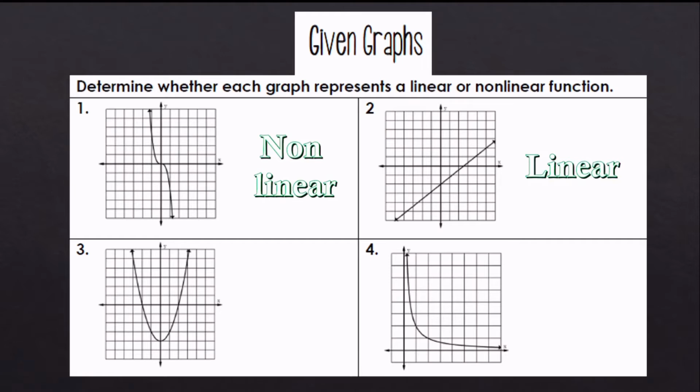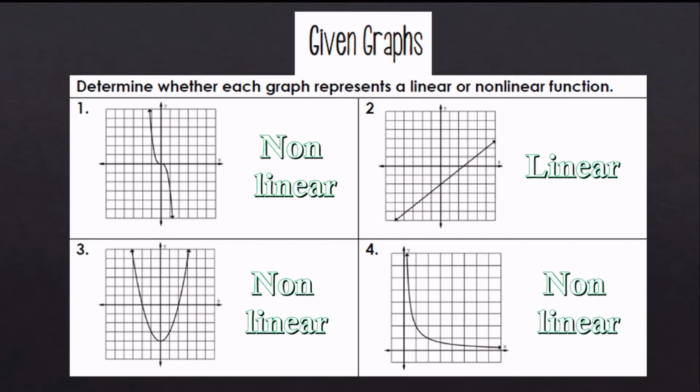Number 3 we should look at, it's a U shape. That's actually something called quadratic, which you'll get to next year. But for now, all we need to know, it's nonlinear. Then we hit number 4, and if we look at that curve, that is nonlinear.